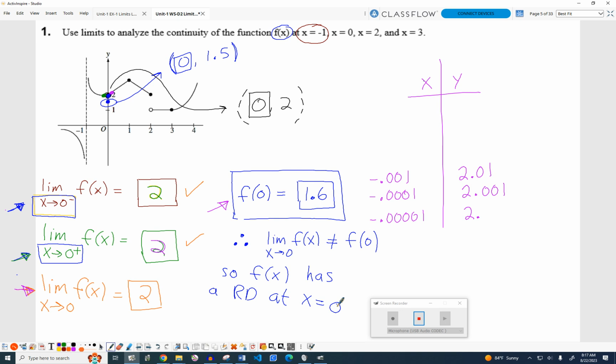Would it be a removable discontinuity or a... Correct. The way you say it is removable discontinuity.